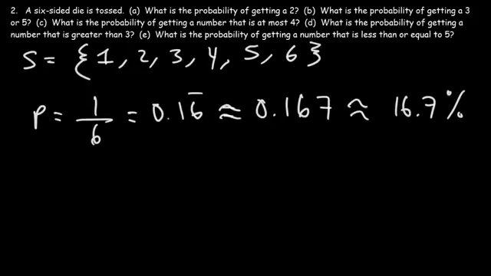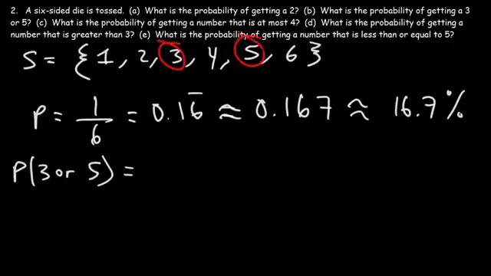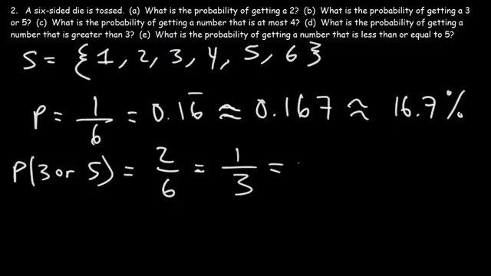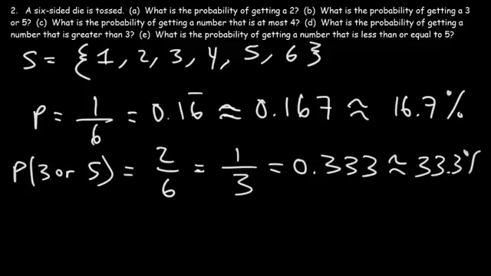Now what about part B? What is the probability of getting a 3 or a 5? So we have 2 favorable outcomes out of 6, so it's going to be 2 over 6, which if you divide both numbers by 2, you can reduce to 1 over 3. So this is basically 0.3 repeating, so that's a 33.3% chance of getting a 3 or a 5.